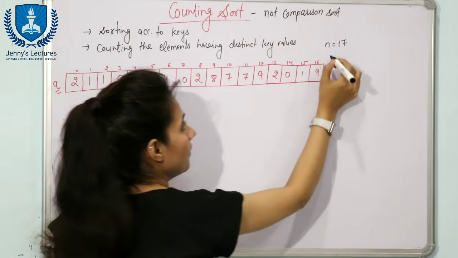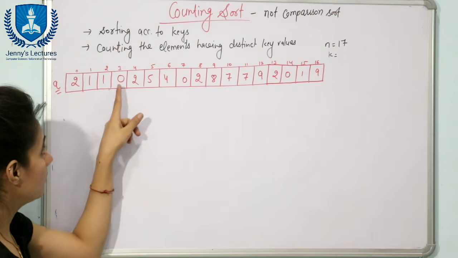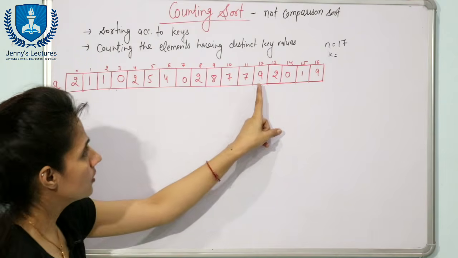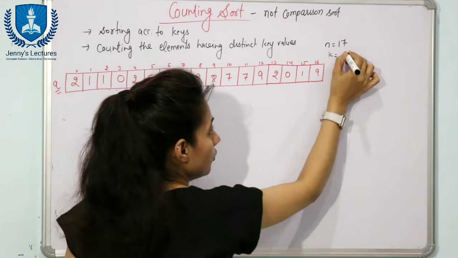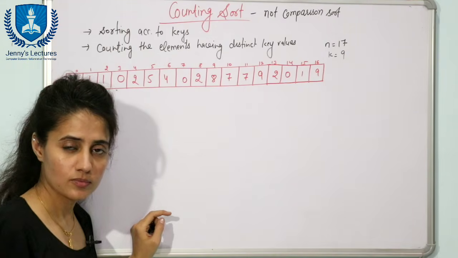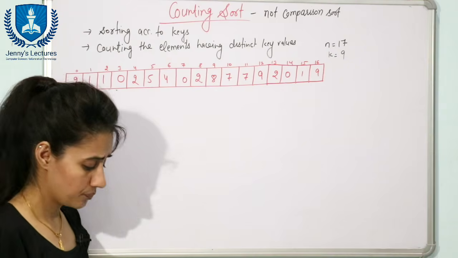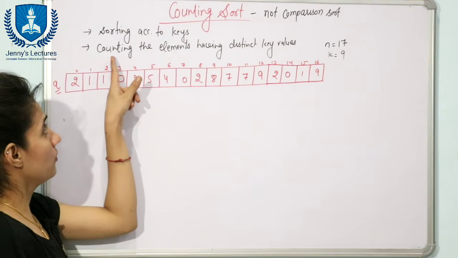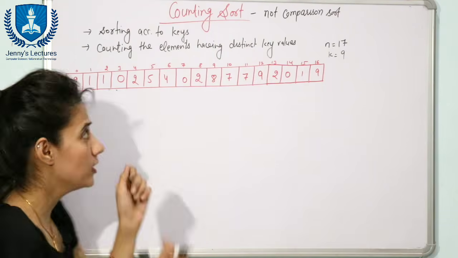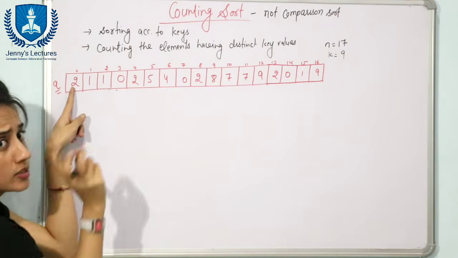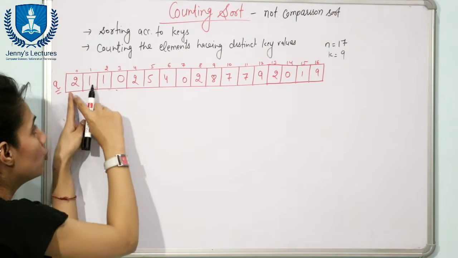Fine. And what is the k value? The range you can check out. The minimum is 0. The maximum element is 9. Fine. So the range is from 0 to 9, or you can say the k value is 9. Fine. Now what is the first step? We are going to count. See, I have told you, counting the elements having distinct key values. Key value means this 2, this is the key value, 1, this is the key value. Fine. How many times is this 2 there in this array?